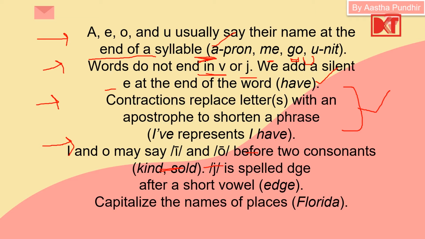All right. Then this j sound is spelled DGE after a short vowel. For example, edge. So that j sound. Right, and we also capitalize the name of places because they are also proper nouns. Alright, so I hope you have understood these rules. Now let's move on.